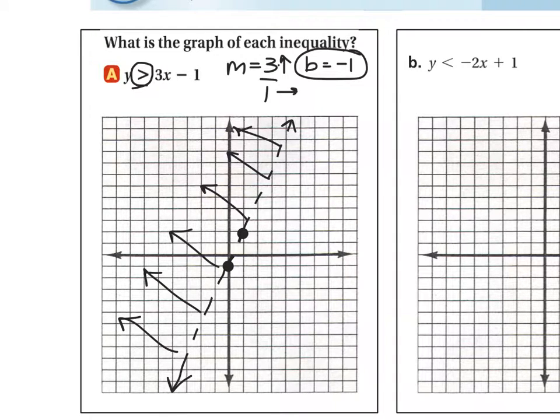What this means is that any ordered pair that you pick that's in this region right here, any ordered pair you want to pick, would be a solution to this inequality. Okay, so by putting an inequality in there, it makes it possible that there's more than one possible solution. Okay? All right, let's go take a look at the second one now.